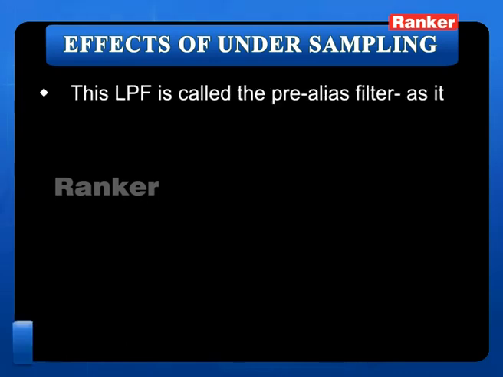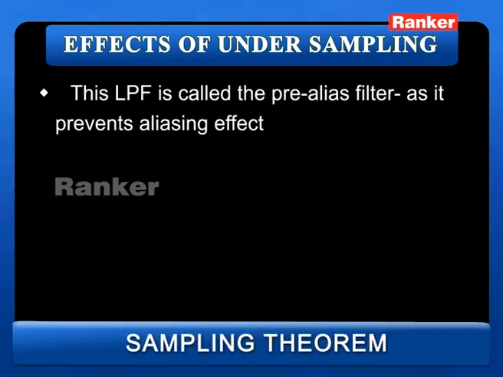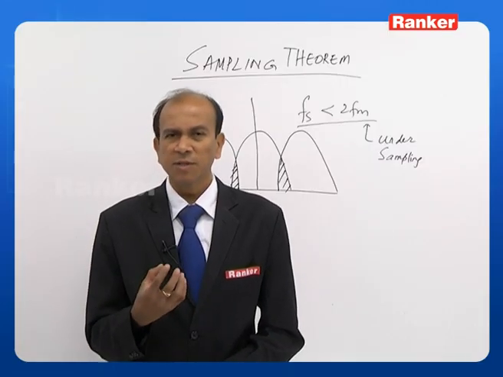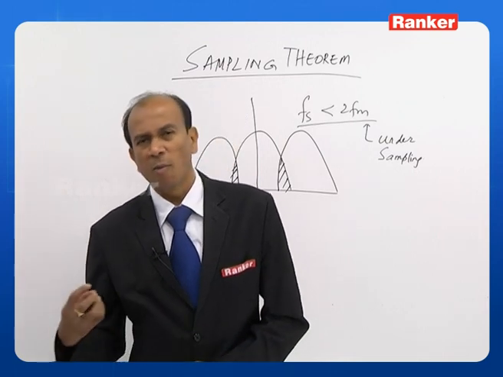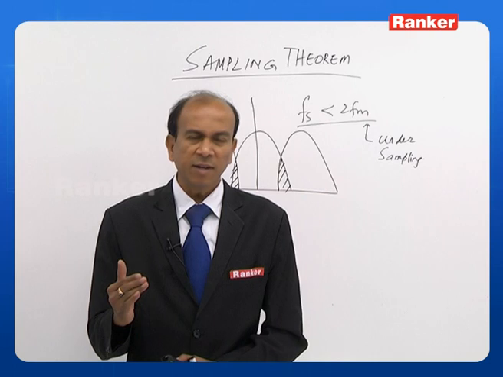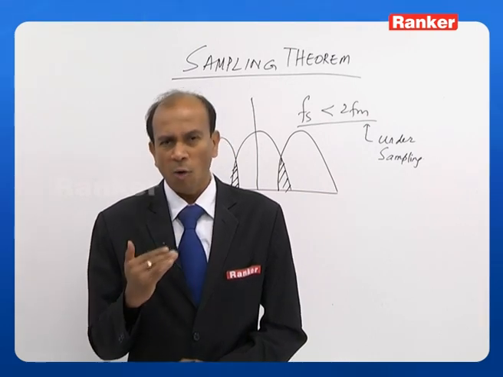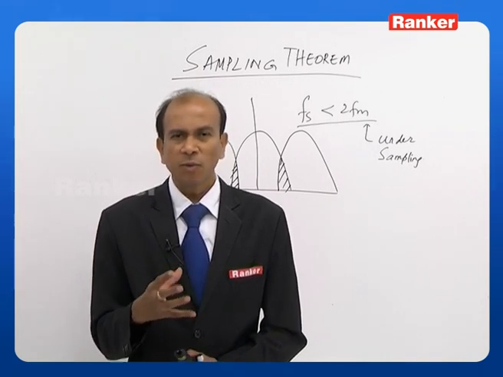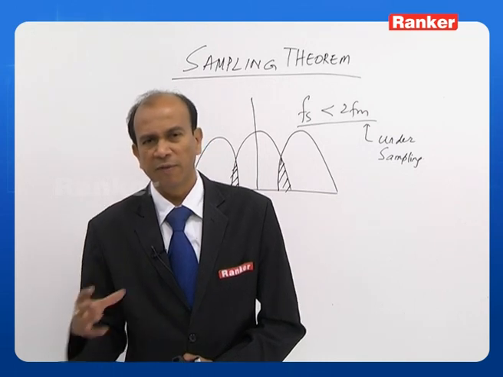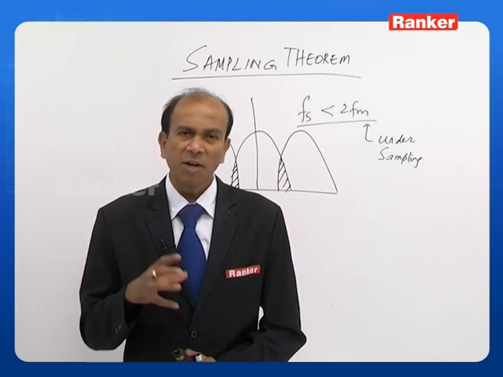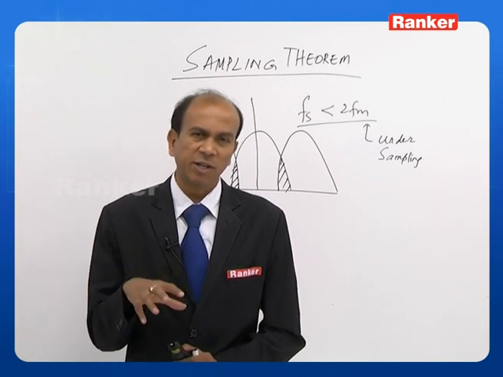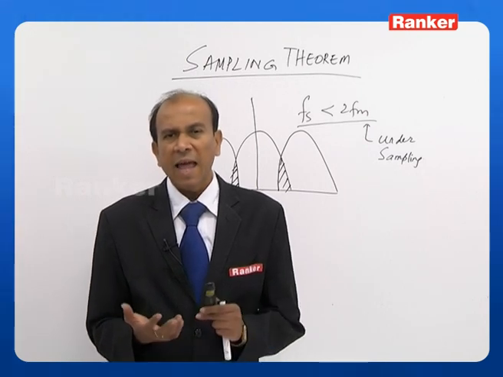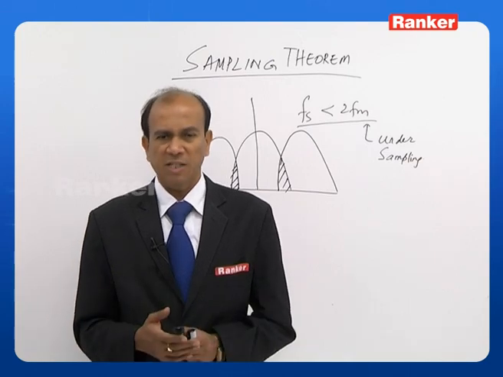So, why do you do this? This low pass filter is called a pre-alias filter, as it prevents the aliasing effect. We have seen earlier that the aliasing effect involves high frequency terms taking the form of low frequency terms, isn't it? To prevent that, I use a pre-alias filter, which is nothing but a low pass filter. Because aliasing involves high frequency terms taking the shape of low frequency terms, we try to limit the number of frequencies. When I use a low pass filter, which controls the high frequency components of the signal, it is called a pre-alias filter.